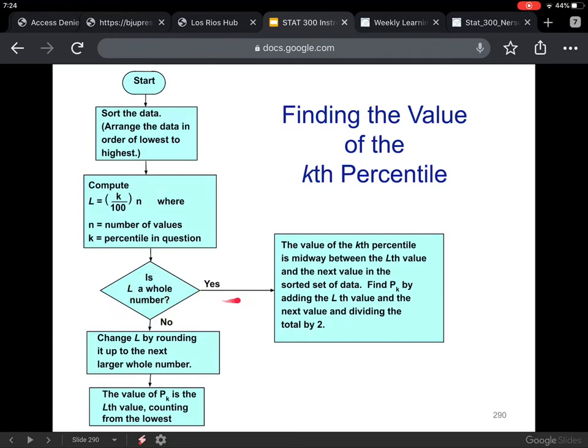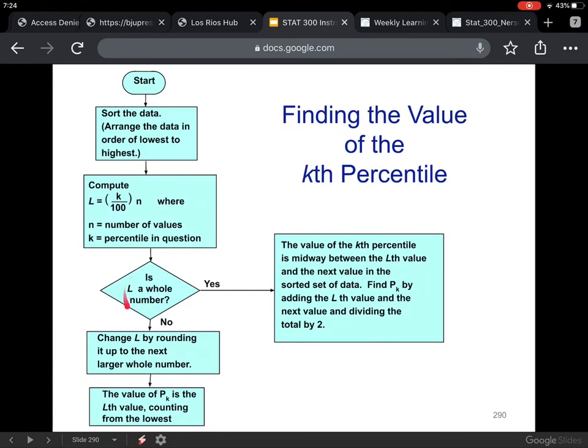If it's yes, then the value of the kth percentile is midway between the Lth value and the next value in the sorted set of data. So you can find P sub k by adding the Lth value and the next value and dividing by 2. It's the average of the two. You've seen this similar to finding the median, right? What do we do when we had an even number of values? To find the median, we found the middle two values and took the average of them. Well, that's exactly what we're doing here.